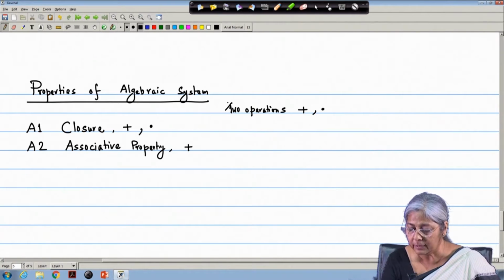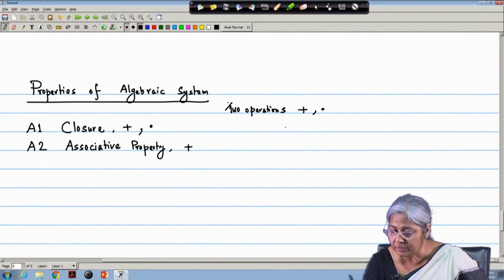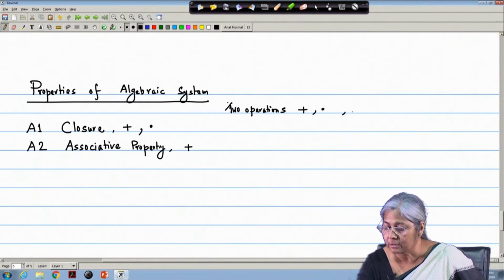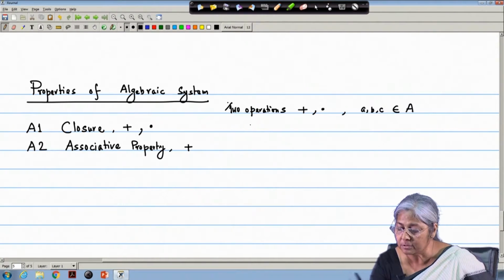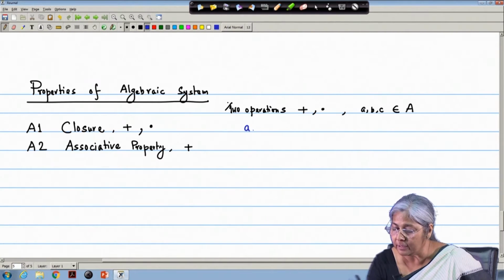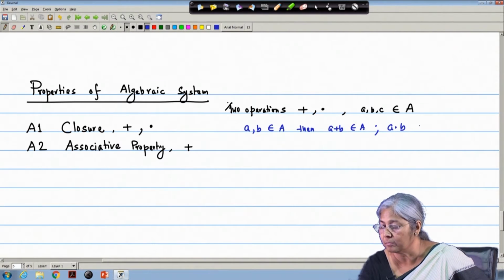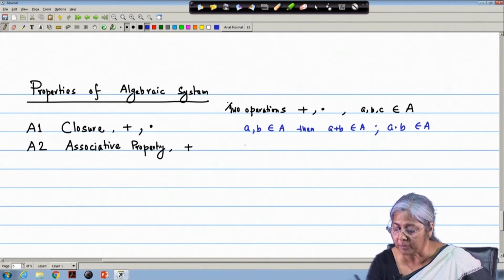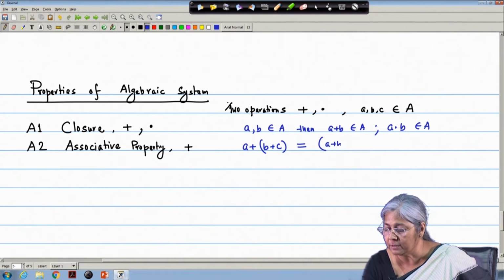With respect to addition. Now, if I consider elements A, B, C, where A, B, C belong to set A, then as we have just defined closure, A plus B belongs to A and A dot B belongs to A. Now, the associative property: I can write A plus (B plus C) equal to (A plus B) plus C.